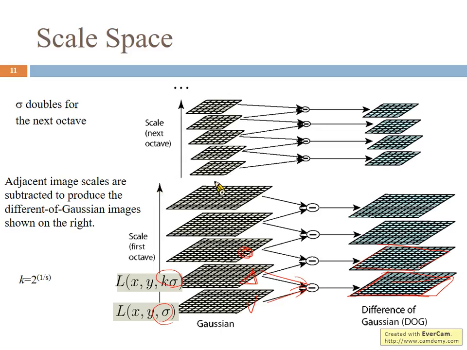We can also resize the image. In a smaller image, we can also apply the difference of Gaussian filter. The adjacent image scales are subtracted to produce the difference of Gaussian image shown on the right. So this is the difference of Gaussian images.